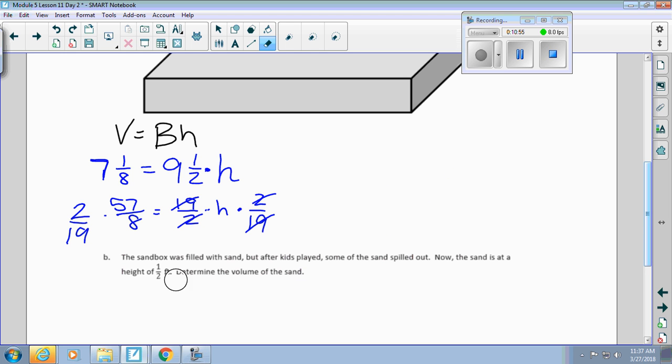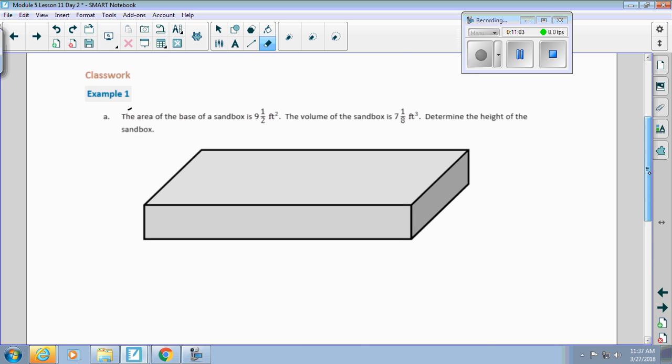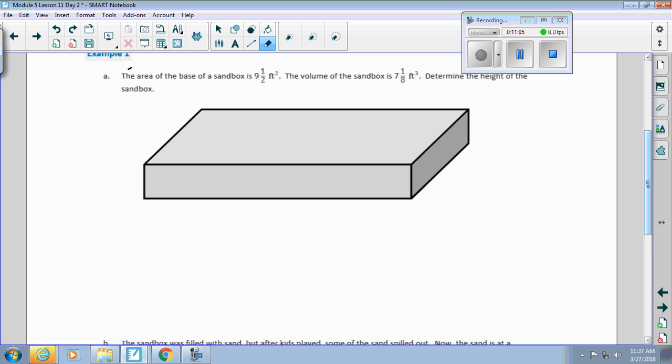The page is 47. Alright, so tonight I'm going to have the kids do part B for homework. We're going to do part A together right now. So we have a sandbox right here.